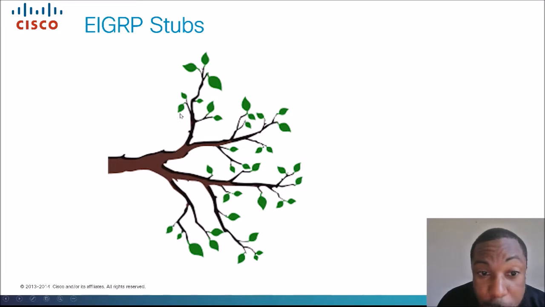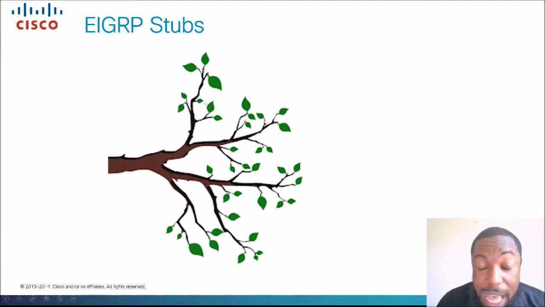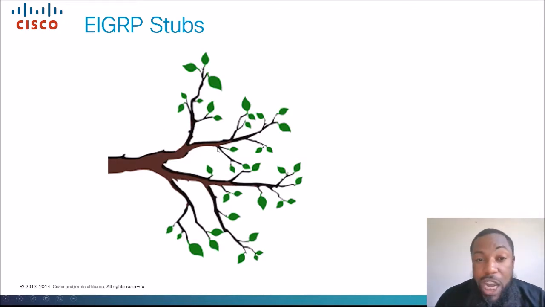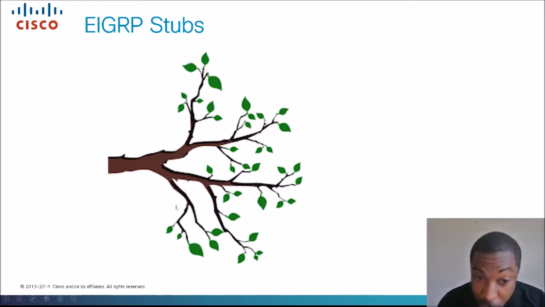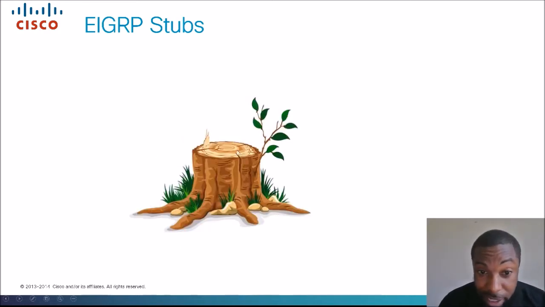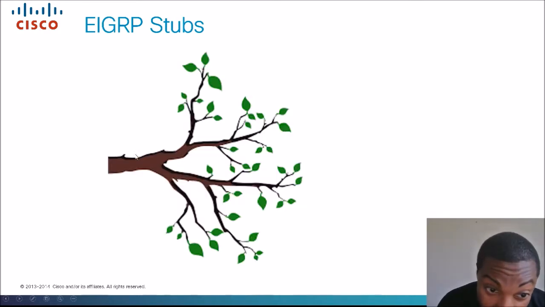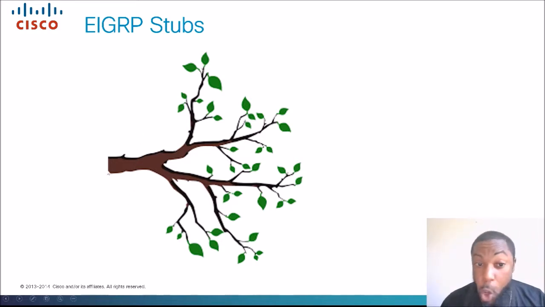Well, if we chop this limb right here down, that will be a stub, right? So he's not going to ask this guy where it's at because we chopped it off. We declared this side of the network a stub. We can do the same thing with this one. We chop this one off, it's a stub. We can chop this one off, it's a stub. They're all stubs, right? And y'all know what a stub looks like, right? It looks like this. Or we could chop it off right at the root, and this whole thing will be a stub.